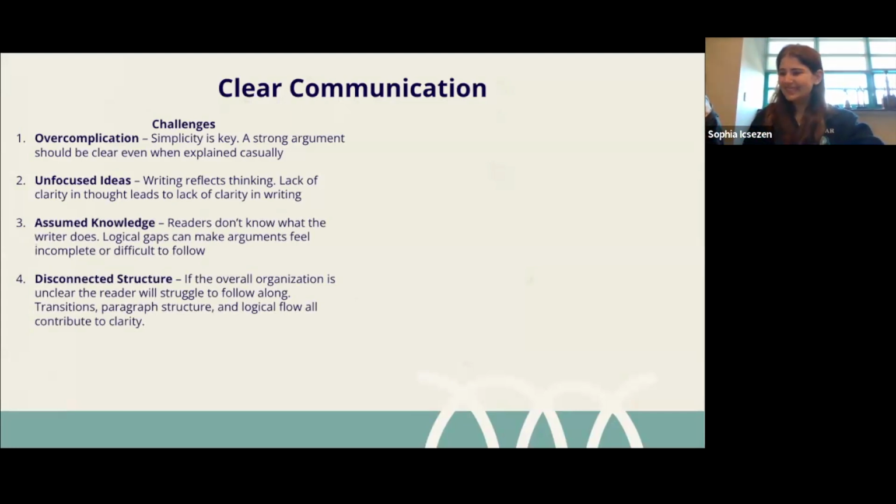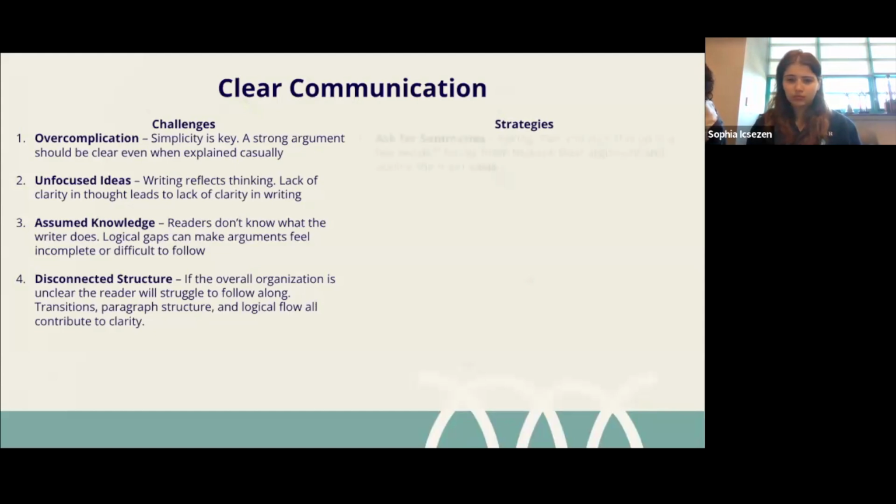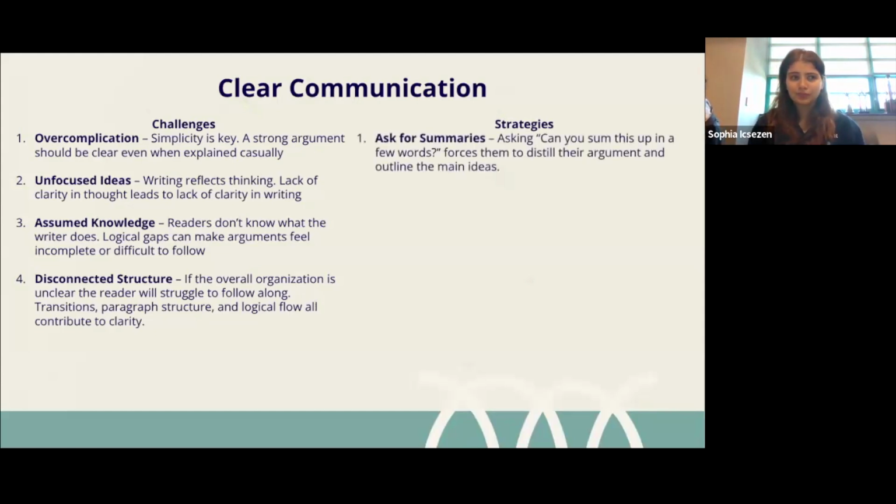Okay, so now that we understand why something feels unclear, how exactly do consultants help? I would say it's by guiding them through revision in a way that makes clarity a natural outcome of their own thinking. There are a couple ways you can do this, and here are just four of the main ones we have identified. The first is to ask for summaries. If a writer struggles to explain their idea to you, that's a sign the idea isn't fully developed. Asking, "Can you sum this up in a few words?" forces them to distill their arguments into the main ideas.